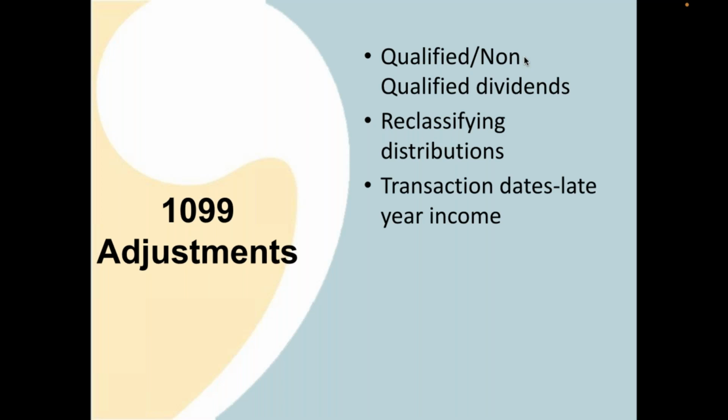You may need to change the dates on interest or dividend income originally recorded as received early in the new year, and change it back to a date late in the prior year. It will depend on the year your broker has reported the income received.